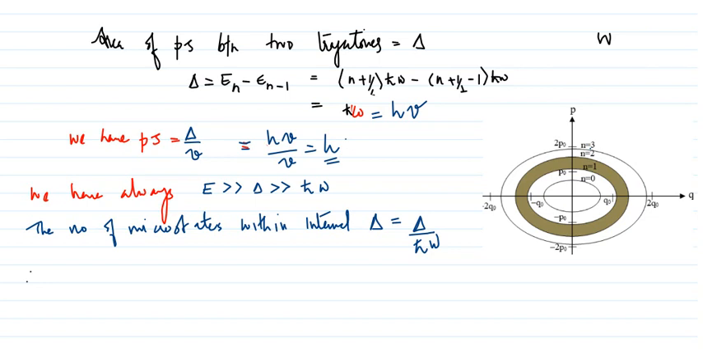Now if you want to find out, we know this equation, right? E is the maximum energy, delta is some energy in between, and h cut omega is the fundamental energy difference. You have this energy interval delta. So the number of microstates in this energy interval delta will be delta by h cut omega, or I will say delta by h nu. So delta by h nu is the number of microstates within the interval delta, right?